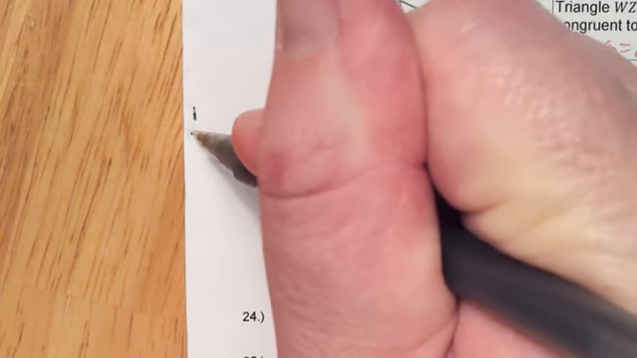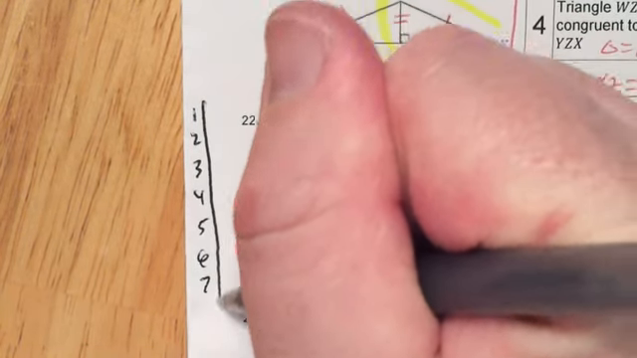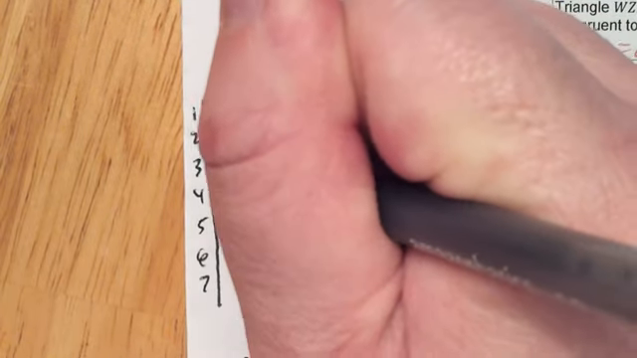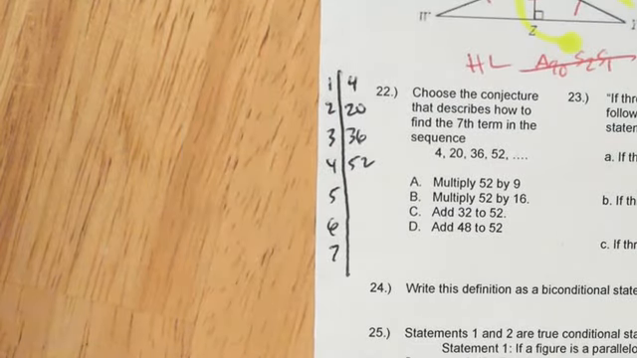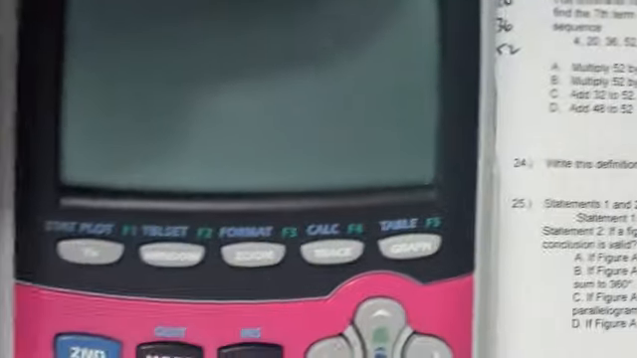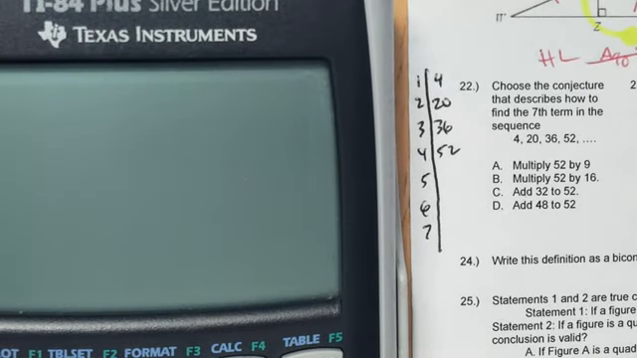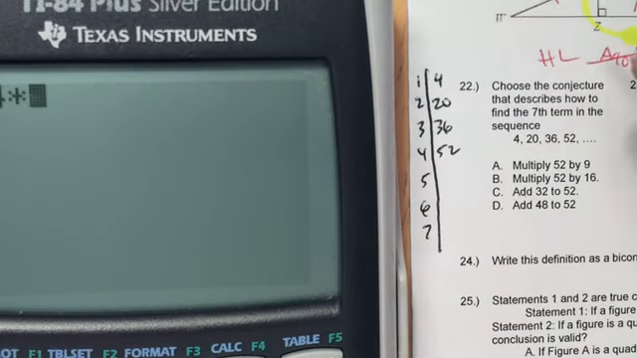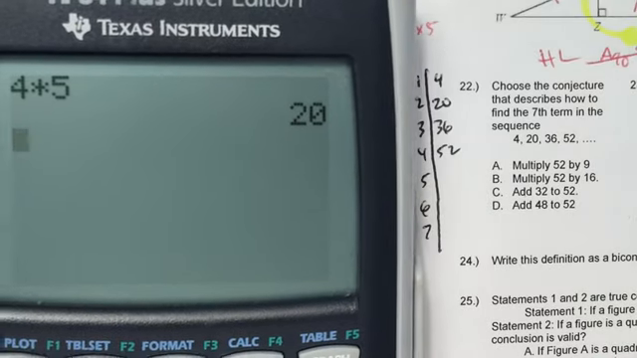So we have 1, 2, 3, 4, 5, 6, 7. All right, so the first term was 4, then 20, then 36, and then 52. So let's try to figure out how did we get from one thing to the other. So how did I get from 4 to 20? Well, one way to get from 4 to 20 is by multiplying by 5. If I multiply by 5, I would get 20.